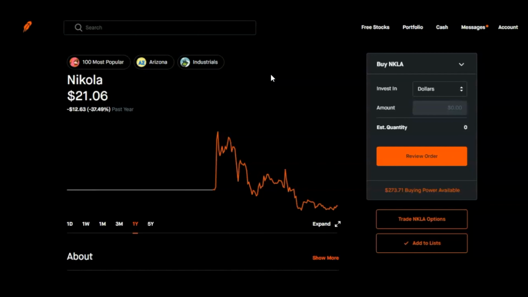You can use this strategy really on any platform. But I think Robinhood is an excellent platform for trading options. Best of all, no commissions.